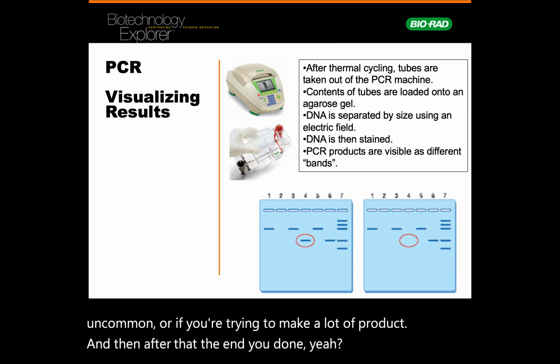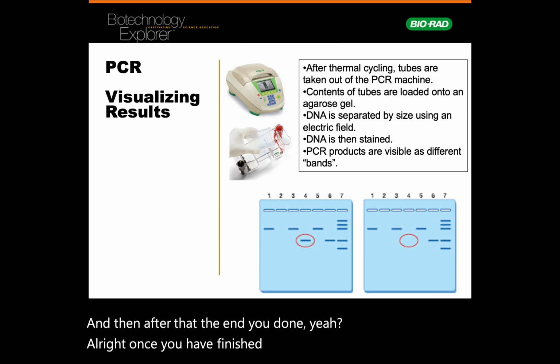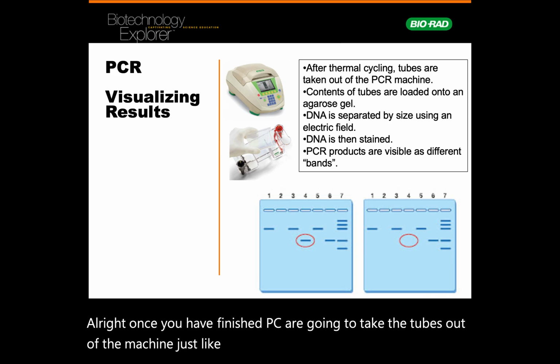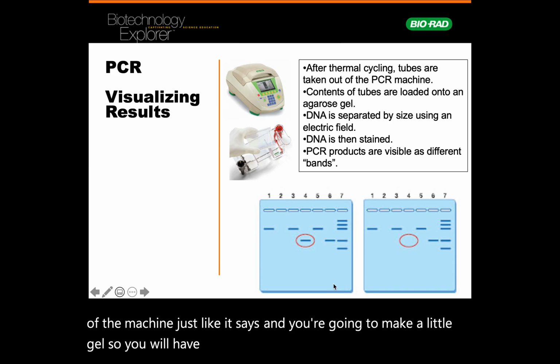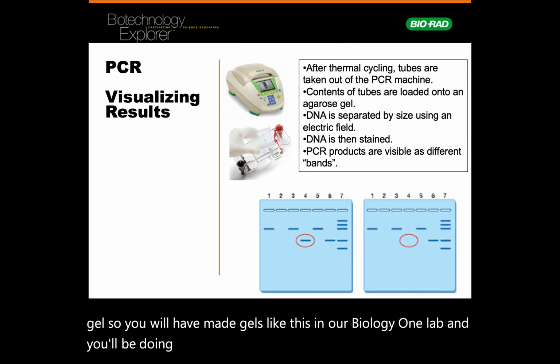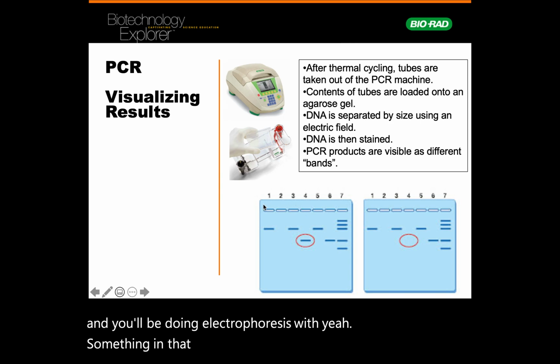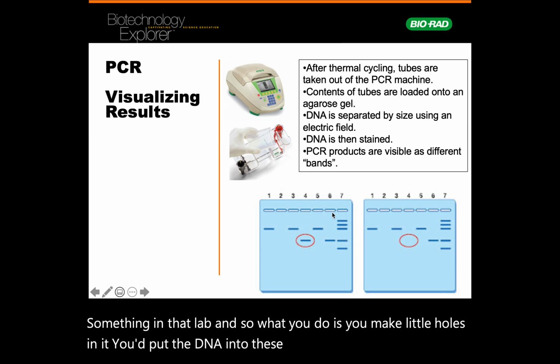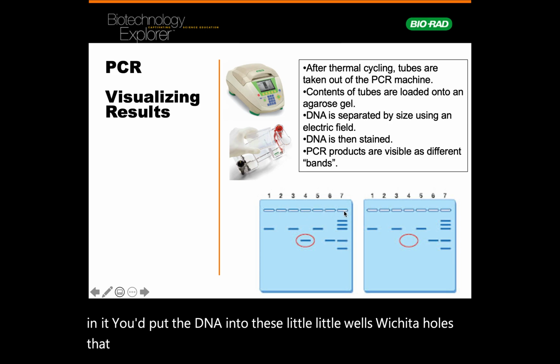Once you have finished PCR, you're going to take the tubes out of the machine, and you're going to make a little gel. You will have made gels like this in our Biology 1 lab, doing electrophoresis. What you do is you make little holes in it. You put the DNA into these little wells, which are little holes that you make by putting a little plastic comb in there as you're allowing the agarose to go solid.